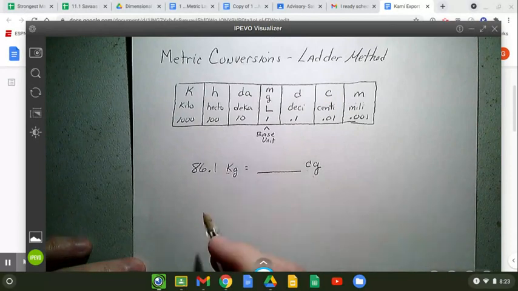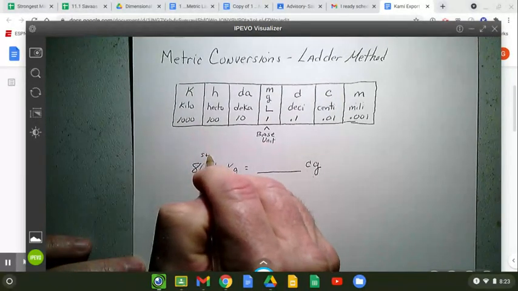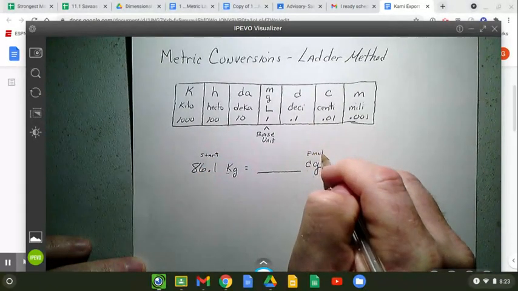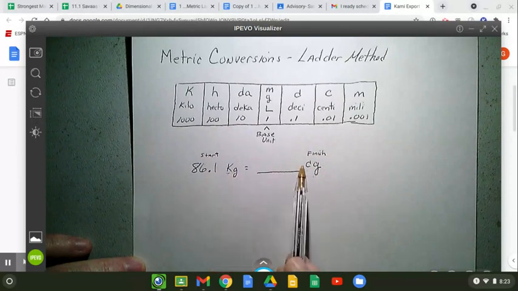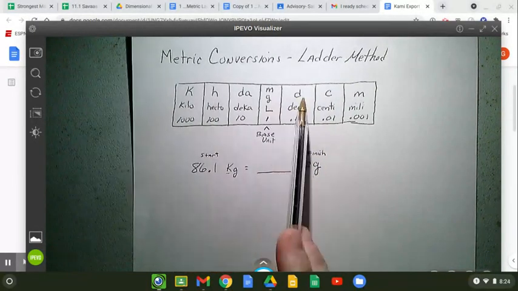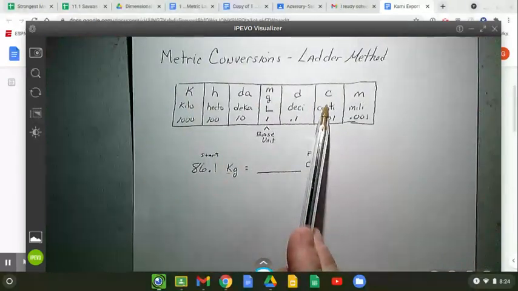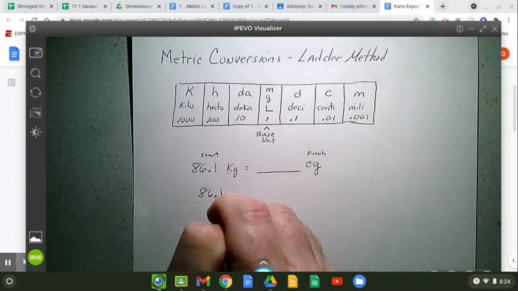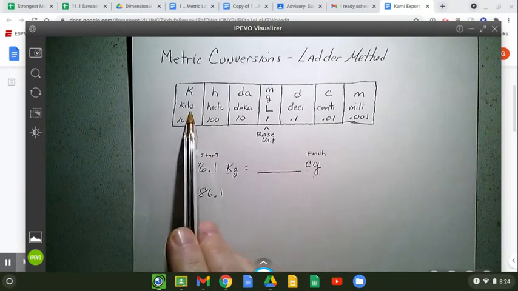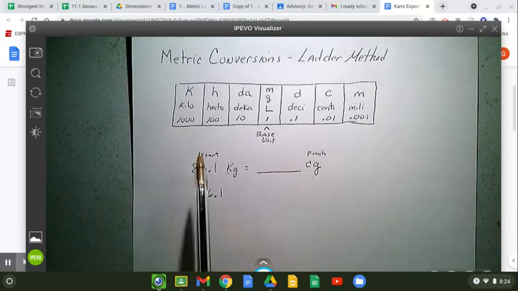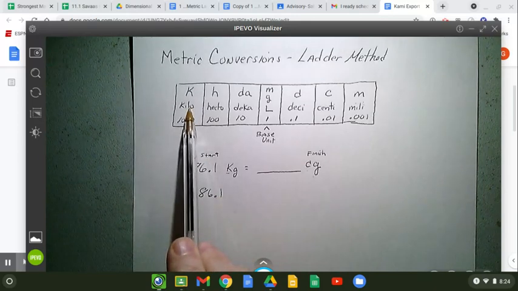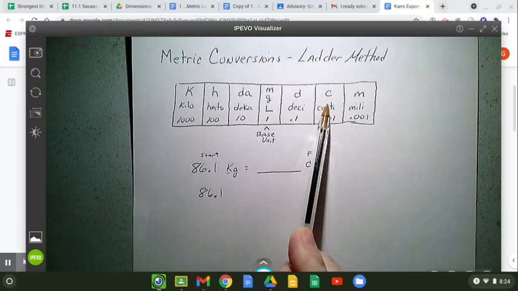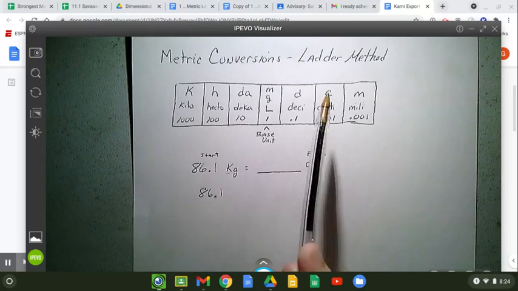The first thing I'm going to do is label my start and label my finish point. I'm going to go from kilo to centi. So here's kilo, here's centi, and I'm going to be jumping this way to the right. So I'm going to bring my number down. And again, the amount of jumps that I do means how many times I'm going to move this decimal point. So I'm going from kilo to centi. Here we go: 1, 2, 3, 4, 5. So I'm going to move the decimal point 5 times to the right.